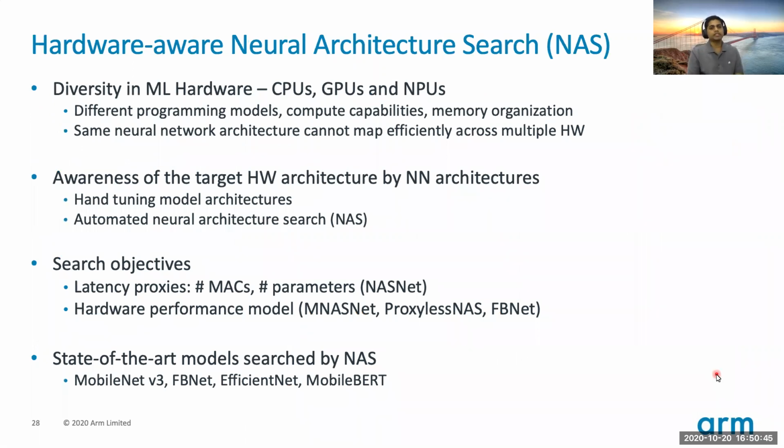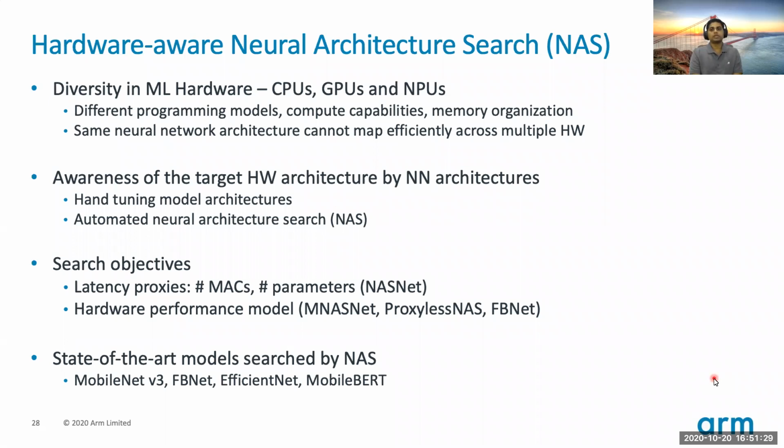So that shows us that if we do hardware-aware neural network optimization or neural architecture search, we could get a much higher accuracy for the same latency. Considering the diversity in machine learning hardware, for example, we have lots of CPUs, GPUs, and NPUs, right? They have different programming models, different compute capabilities, or even memory organization. And the same neural network architecture, for example, MobileNet V2, the typical MobileNets are designed for mobile CPUs. They do not map efficiently on all other IPs.